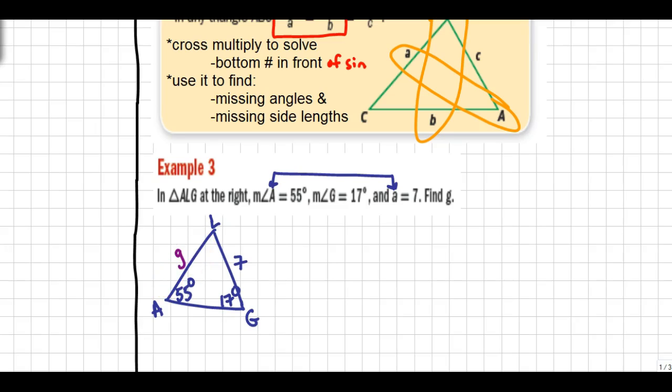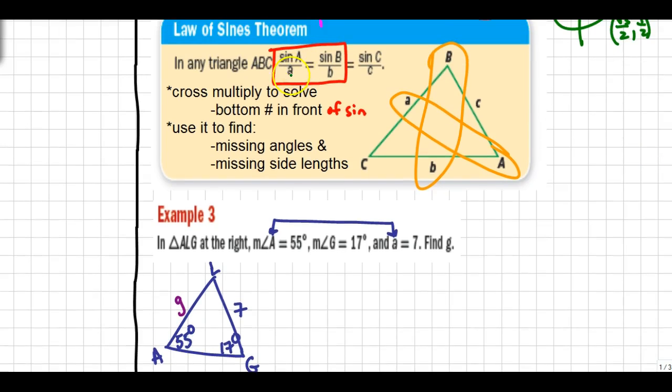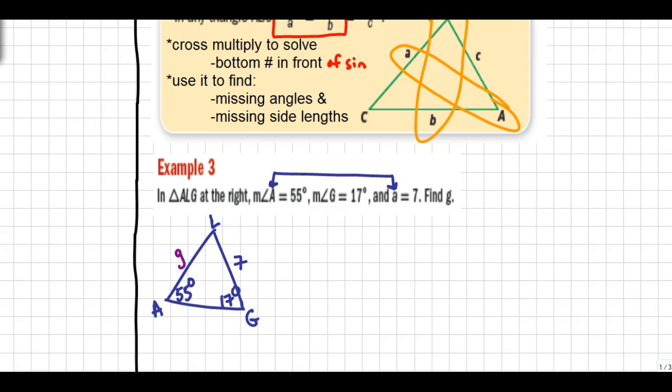Now I'm going to start to find angles and sides that are across from each other, because that's how you set up the law of sines. I usually try to start with a pair where I know both the angle and the side across from it. So in this case that would be 55 is across from side 7. So I'm going to say the sine of the angle on top over the side across from it.